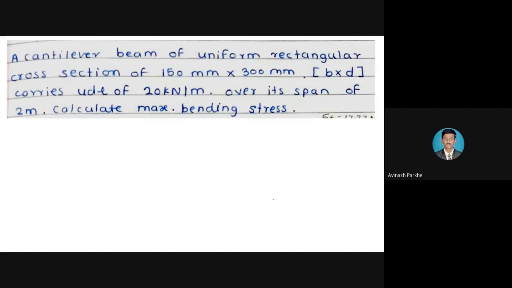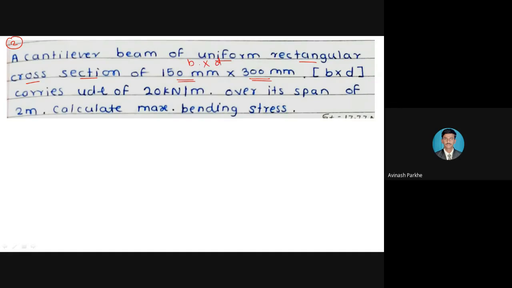Now, by taking the reference of the first problem, one more problem is there for the cantilever beam. Problem number 2. Read the statement carefully. A cantilever beam of uniform rectangular cross section of 150 mm by 300 mm. If this multiplying factor is given, you can always consider it as B into D.